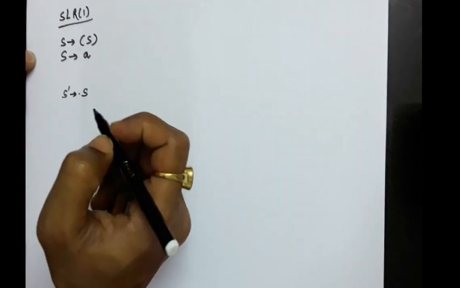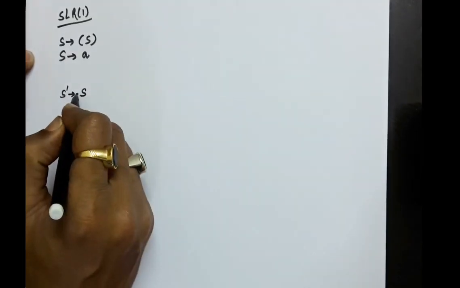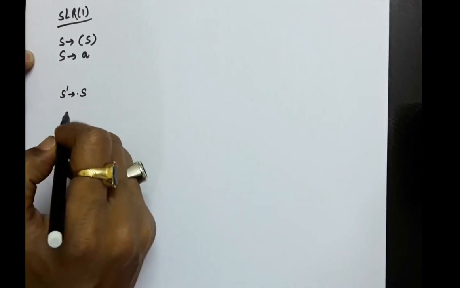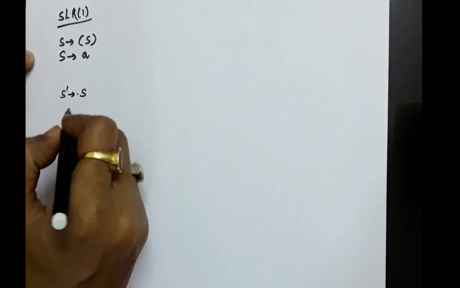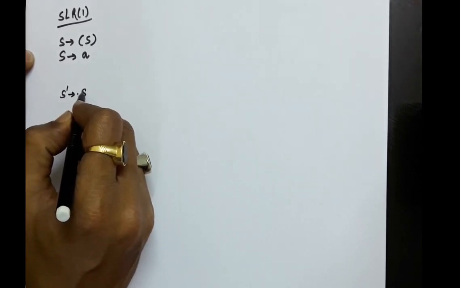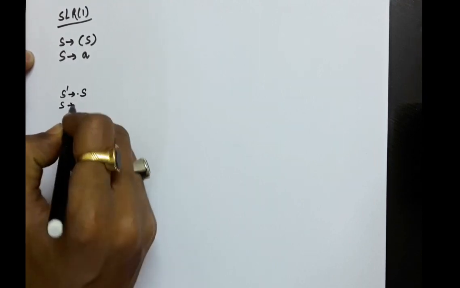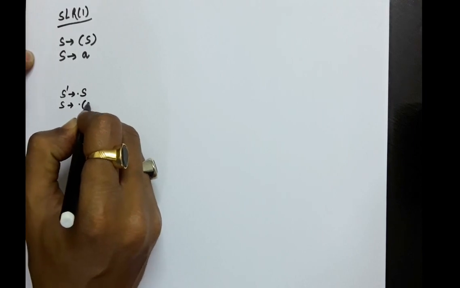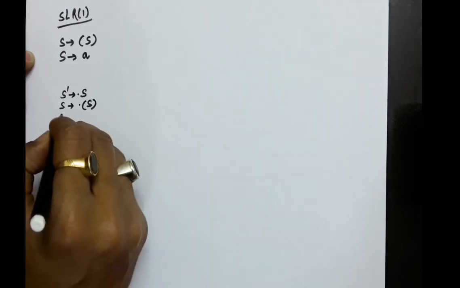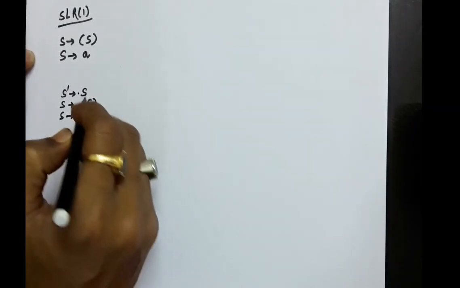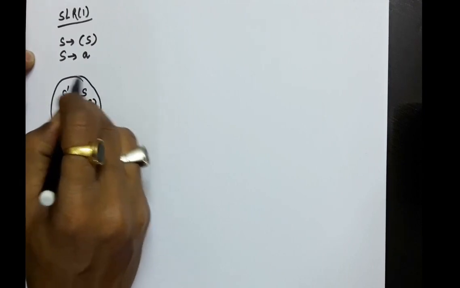Okay, now we have to compute the closure. So we are taking a dot before the start symbol, that is capital S, and then after this all the productions that start with the capital S, we'll be taking them also. So S produces dot (S) and S produces dot a. So this is the zero state.